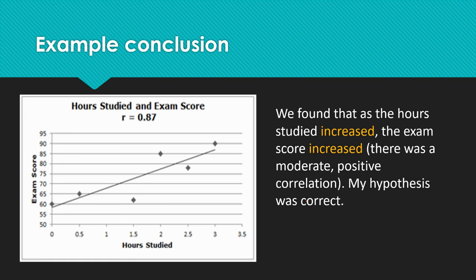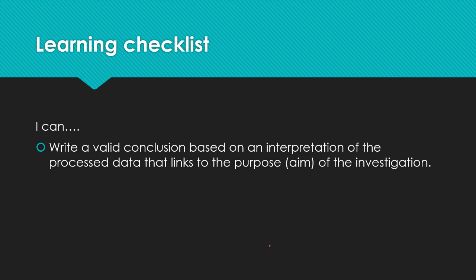So we can look at our graph, we can look at our data, and we can come to a conclusion. And for example, we would just say we found that as the hours studied increased, the exam score increased, and there was a moderate positive correlation. My hypothesis was correct. Okay, or incorrect, depending on what you said in your hypothesis. But we are interpreting the graph, and this is an example of writing a conclusion. So you can write a conclusion for your practice assessment. So this video has been how to write a valid conclusion based on an interpretation of the process data that links to the aim.